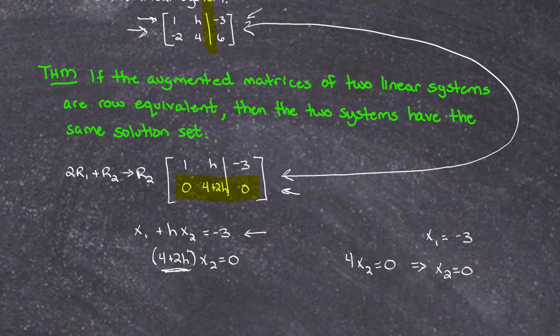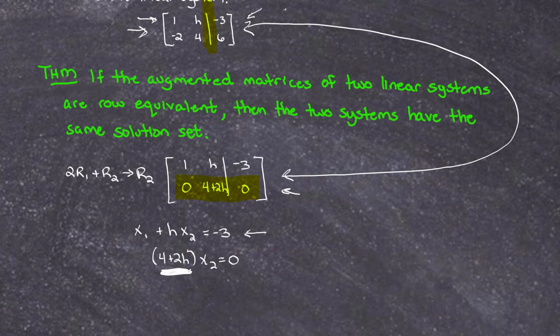And in fact, if you try any value of h which creates a non-zero value right here, you'll run into the same situation where x sub 2 will be 0, and x sub 1 will be some constant. It doesn't have to be a non-zero value.